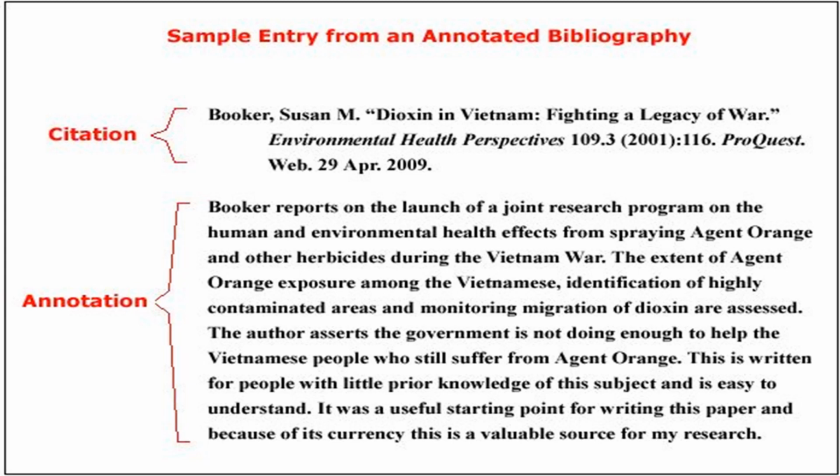Now it can still further be elaborated to the second sentence by emphasizing or explaining other sub-ideas like the extent of Agent Orange exposure, identification of highly contaminated areas, and monitoring migration of dioxins are all sub-ideas that are explained or covered in the reference.